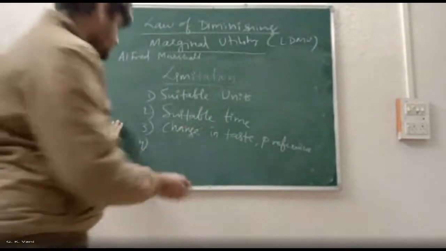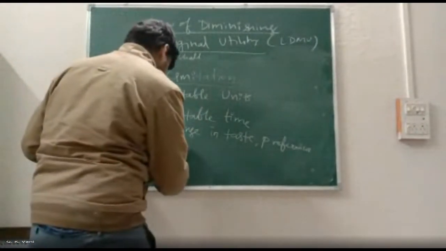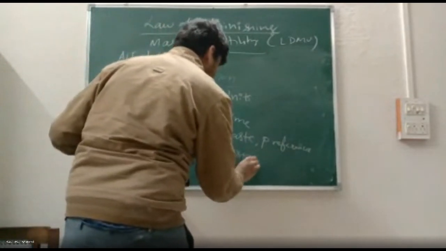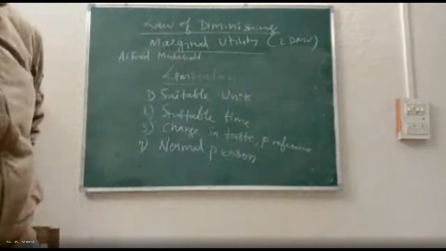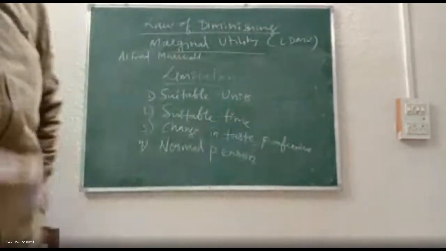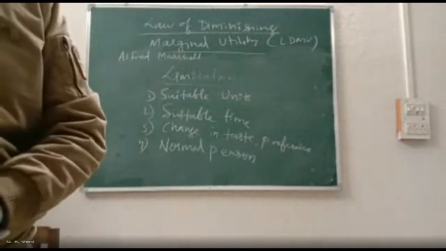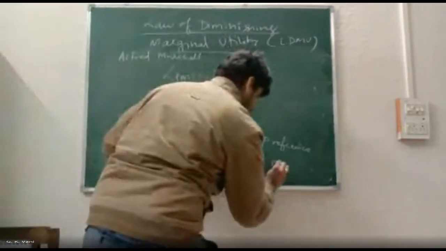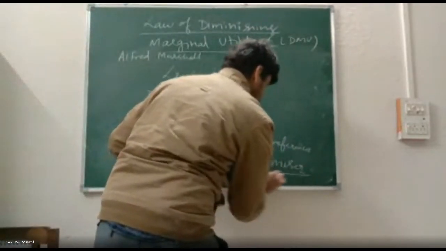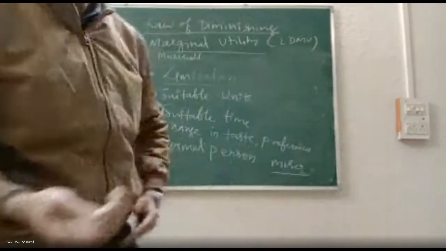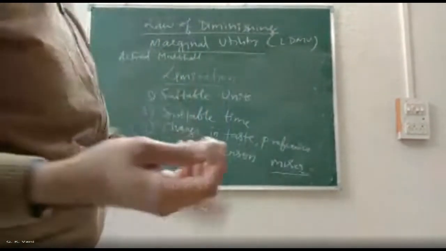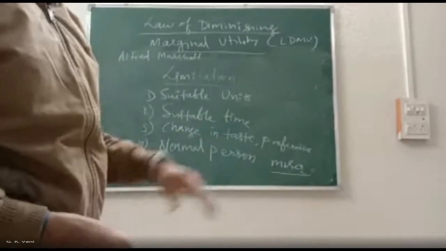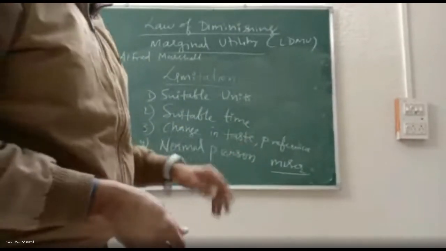Then normal person. He should be a normal person. In case he is not a normal person, he is a madman, he is abnormal person, he is a miser, कंजूस व्यक्ति. तो कंजूस व्यक्ति को अगर आप फ्री में कुछ खाने के लिए दोगे एक्सपेरिमेंट में, then he may continue to eat more than he can really consume.